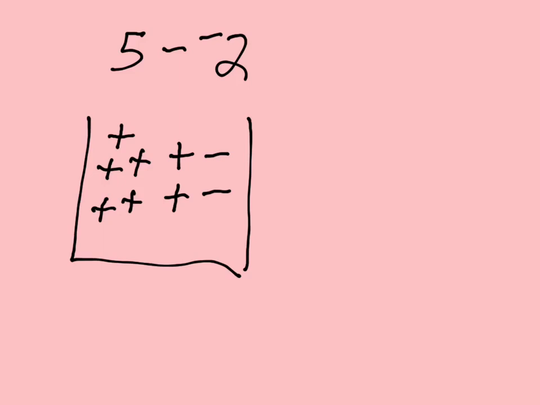So I started with 5, and I need to take away 2 negatives. So I'm going to take away these 2 negatives. And what am I left with? I'm left with 1, 2, 3, 4, 5, 6, 7 positives. And so 5 take away 2 negatives is 7 positives. Now, I didn't change the value of the original number by adding those zeros. I just added enough zeros so I could take away 2 negatives. Let's look at another example.